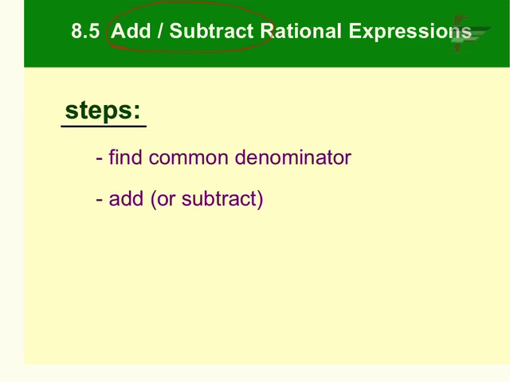Well, the steps for what we're going to do are: you have to find a common denominator. So it just goes back to what you know about fractions, and then you actually do the addition or subtraction. Now, of course, this is going to be a bit more involved than the simple fractions you guys have been doing, but we just apply the same idea because we're just adding fractions.